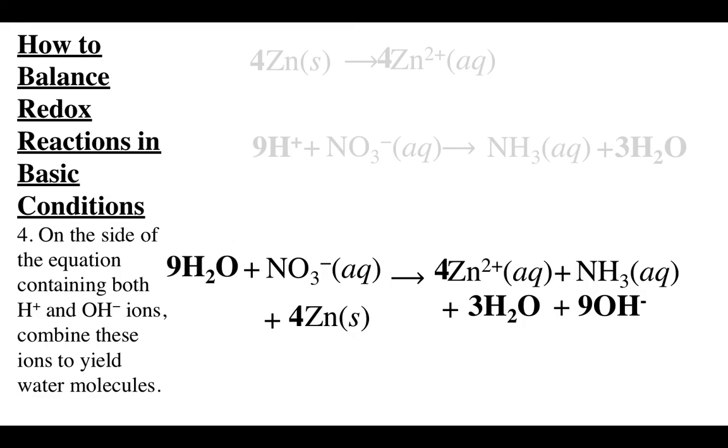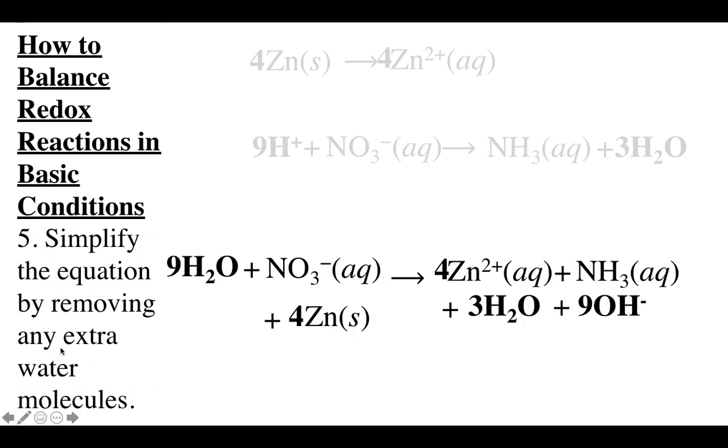9 H2O molecules. Perfect. And lastly, students, the last step is to simplify the equation by removing extra water molecules. What do I mean? Well, here we now have 9 moles of water, 9 water molecules. But on this side, we already had 3 water molecules. So I need to simplify because that's extra water molecules. So I'm going to subtract both sides by the lesser number of water molecules. So I'm going to subtract both sides by 3 H2O, 3 water molecules. So 3 minus 3 cancels, and 9 minus 3 gives me 6.